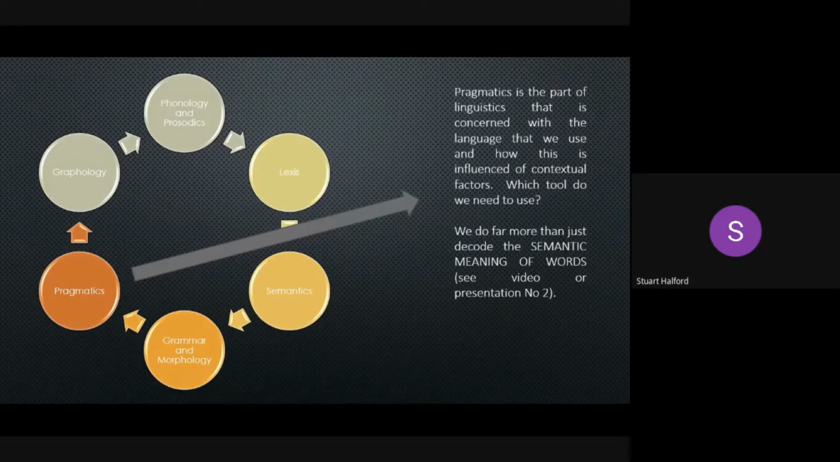When we're looking at words, when we're listening to them, or when we're reading them, we do far more than just decode the semantic meaning of the words. And if you're not sure on semantics, check back on video number 2 for detailed information about semantics. So we're doing something far more than that. So let's put that into operation, see how that works.